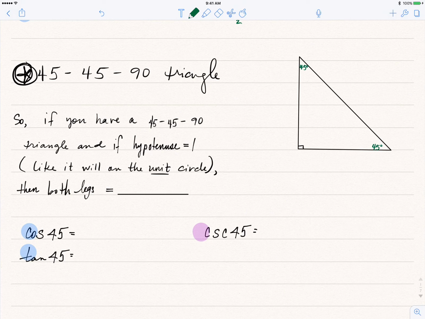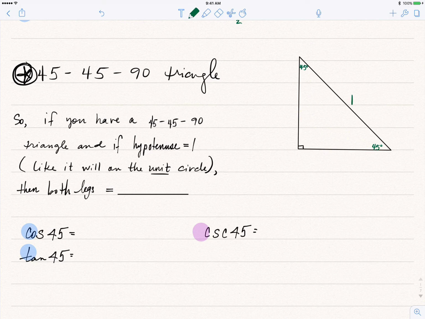Now, if small is always opposite small, and medium side opposite medium angle, large opposite large, what happens when I have two angles that are exactly the same? Well, probably exactly what you think. The two sides that are opposite are always going to be the exact same length. So once again, let's make our hypotenuse equal to 1.